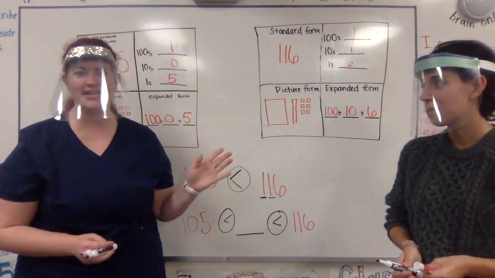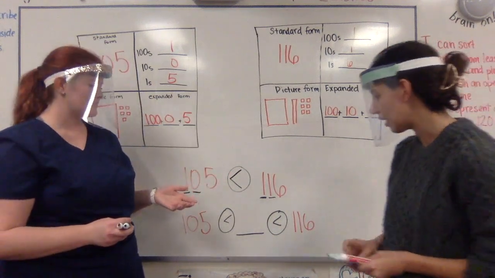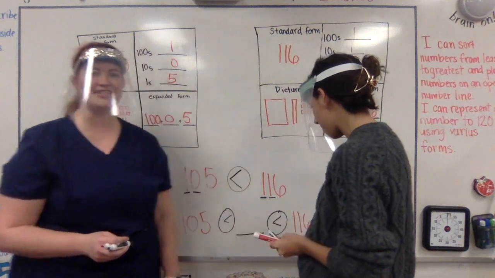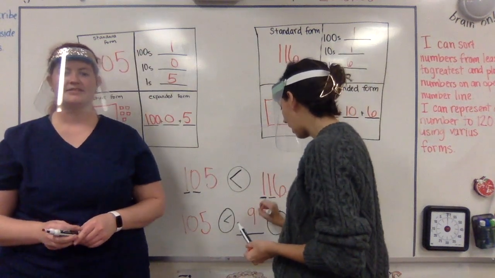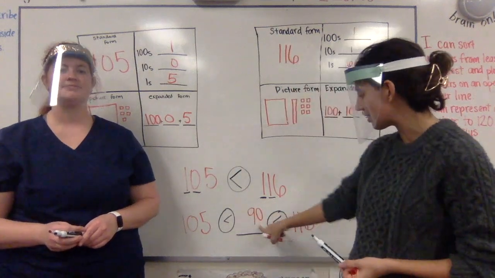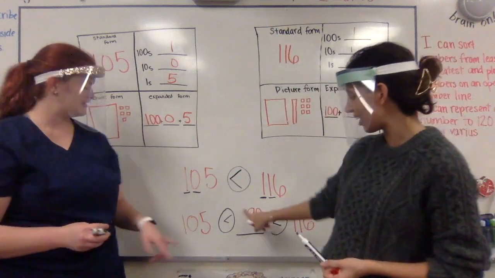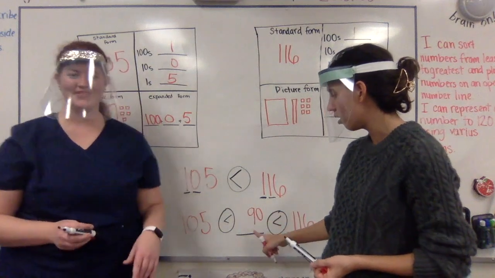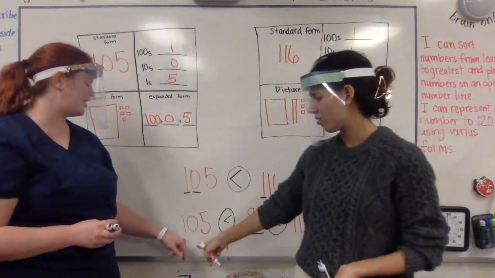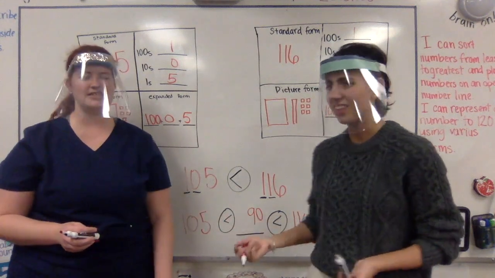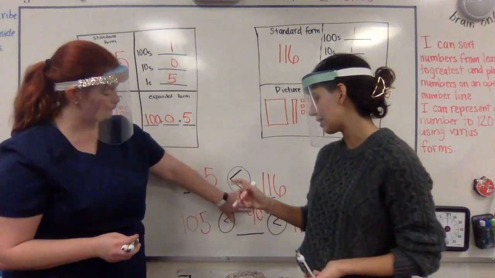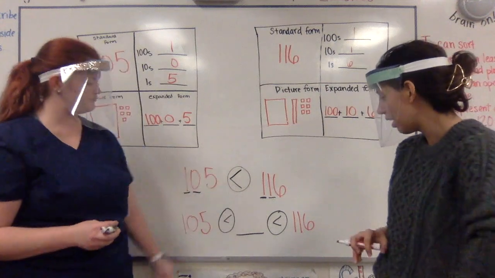Ooh, would like 90 work? 90, let's see. 90 is definitely less than 116. That's right. So if I put 90 right here, I could see that, oh, this is true. 90 is less than 116 because it has a 0 in the hundreds place. Oh, but 105 is not less than 90. That's true. 90 is less than 105, so that wouldn't work.